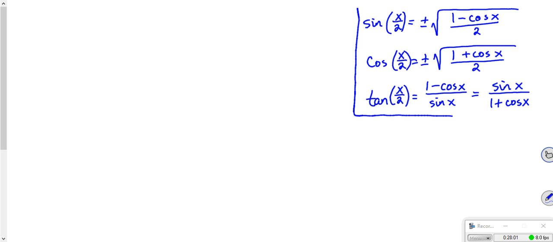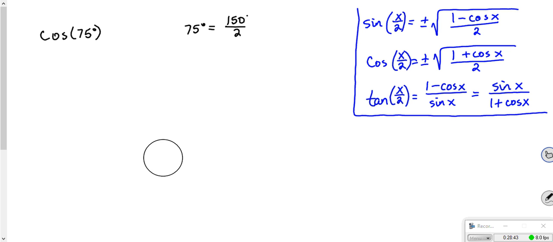Those are your half angle formulas, and again, they're on slide 14 in your PowerPoint. They come from those formulas where you are lowering the power. But again, the plus or minus on them depends on what quadrant you're in. So back to number 5. It says use the appropriate half angle formula to find the exact value of cosine 75 degrees. Now, 75 is the same thing as 150 divided by 2. So we are going to use the half angle formula.